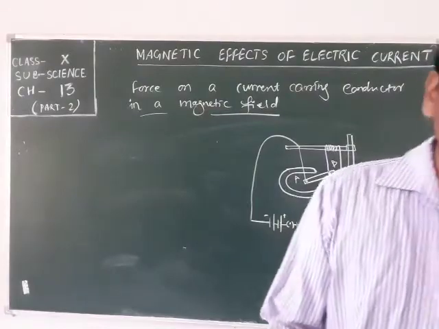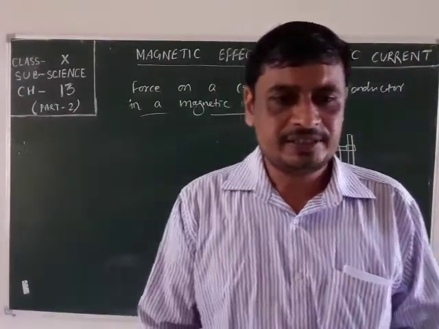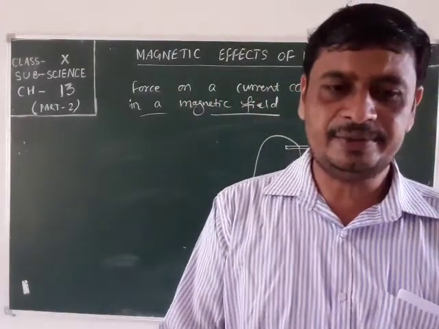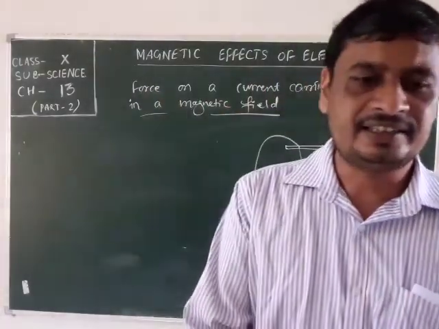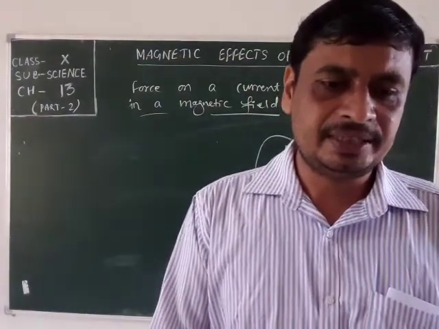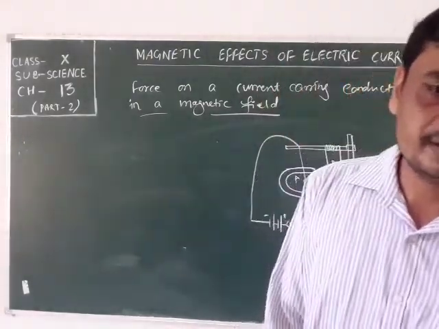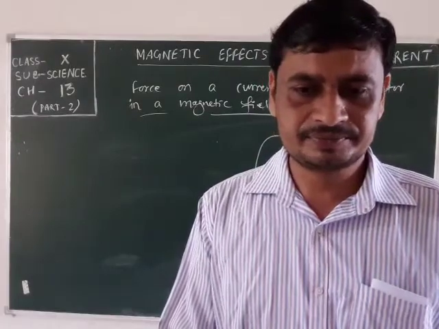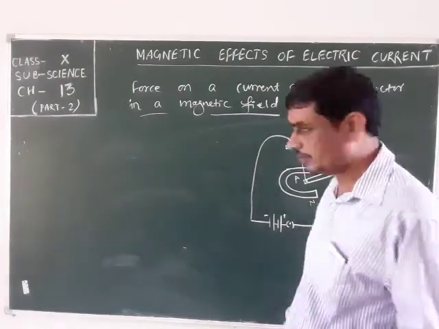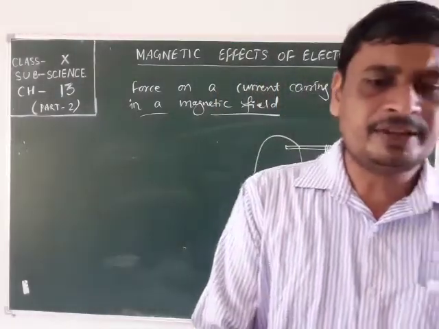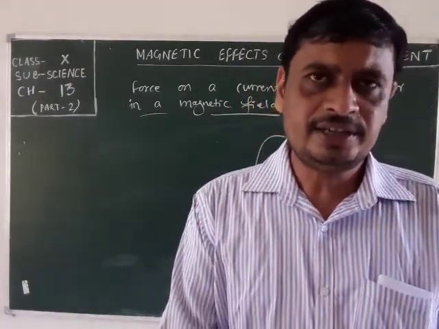about 5 cm, suspended horizontally from a stand using two connecting wires. Now a strong horseshoe magnet is placed in such a way that the rod lies between the two poles, with the magnetic field directed upward. For this, put the north pole vertically below and the south pole vertically above the aluminum rod. This is north, this is south of the magnet. Connect the aluminum rod in series with a battery, a key and also a rheostat.